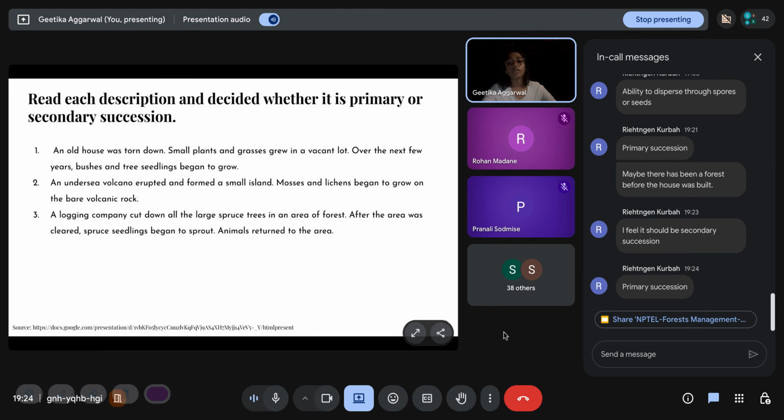Now we're talking about a logging company that cuts down all the large spruce trees in an area of forest. After the area was cleared, spruce seedlings began to sprout and animals returned to the area. Is this an example of primary or secondary succession? So there was a forest which was cut down by the logging company, and after they left, after a certain amount of time, seedlings came again, and the animals started to return.